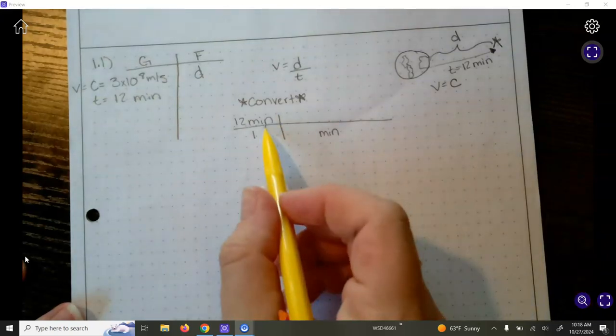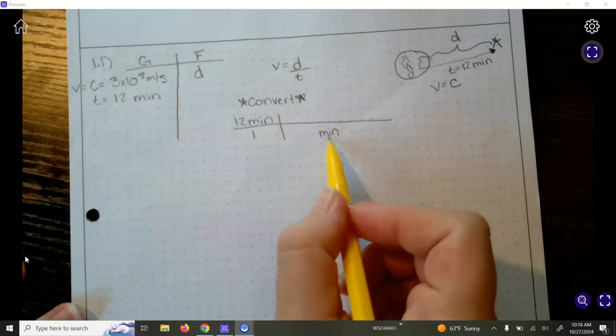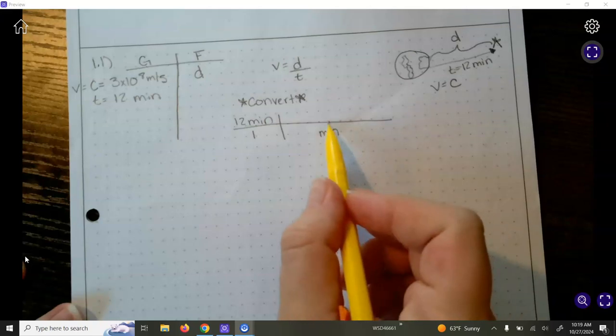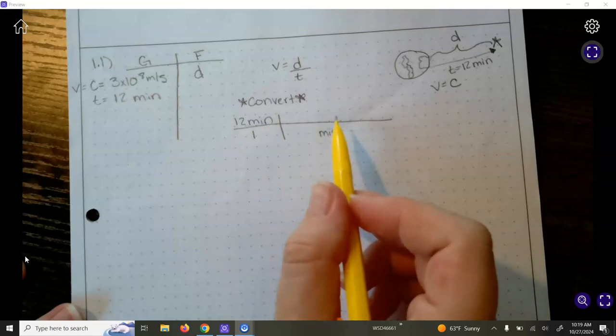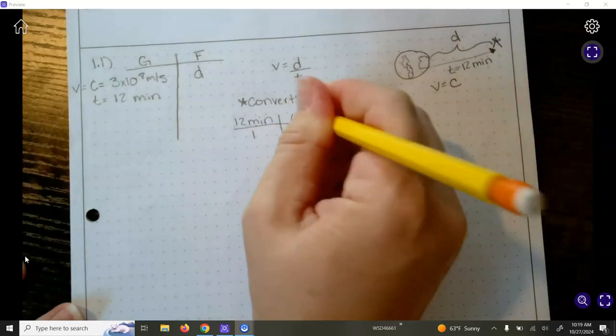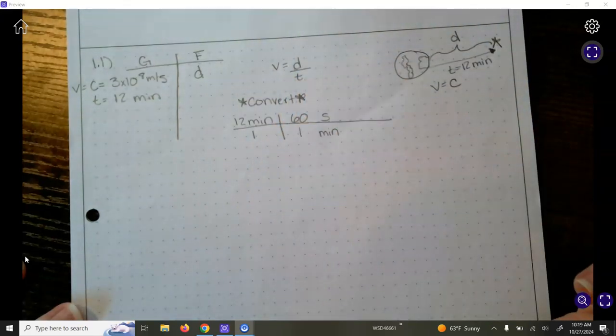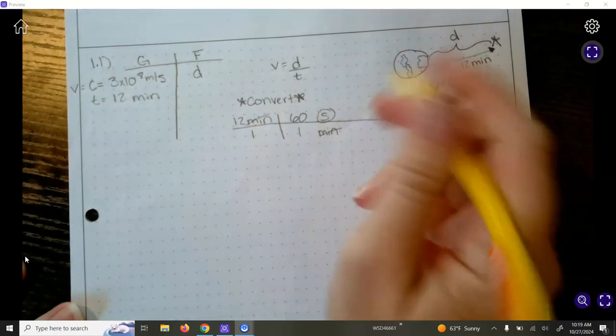So this minutes is on the numerator part, so we're going to put minutes on the denominator of the next fraction. If we were to put it on the numerator, that would become minutes squared when we multiply across, and we do not want that. So in 1 minute, there are 60 seconds. And minutes is going to cancel. Seconds is what I'm looking for.